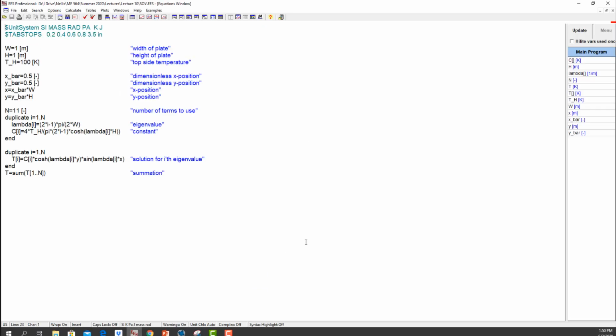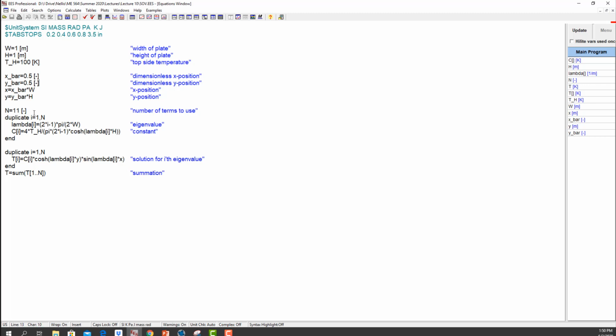I think it's right here. So this is the implementation of the solution. I just chose a W and an H and a T sub H, right? So those are kind of arbitrary. And then I choose an X and a Y, so I'm actually here specifying a non-dimensional X and Y. And so these numbers have to go between 0 and 1, and then this is the actual X and Y. And then I implement my solution.